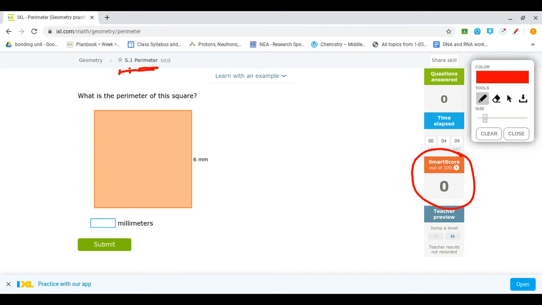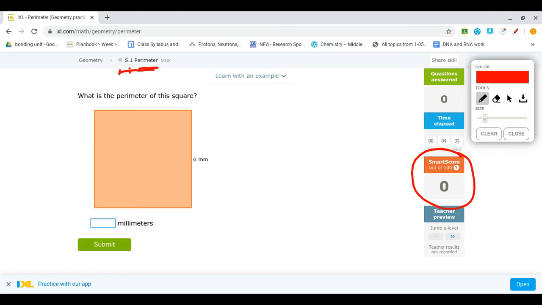Okay, so let's just recall what the perimeter is. The perimeter is the distance around a shape. The way to find the perimeter of any kind of quadrilateral is just to add up all of the sides. In this case, it says, what is the perimeter of this square? We need to add up all of the sides, but they only gave us the measurement of one side.